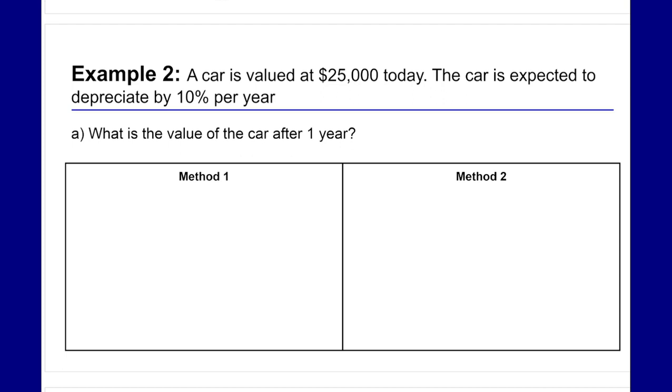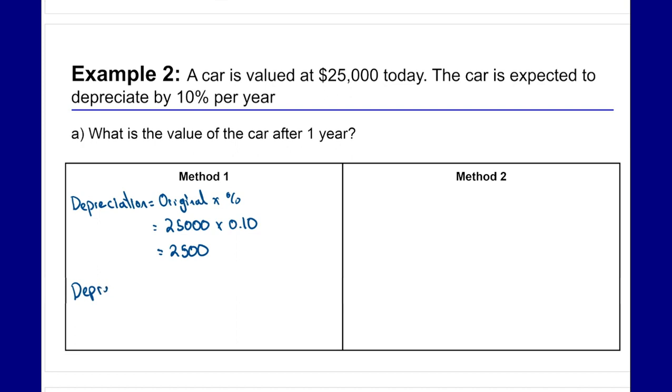Well, method 1, we want to go through just to look at both depreciation. So we figure out, we take the original and we multiply it by the percent. So $25,000 multiplied by 10%, or 0.10, and we get 2,500.